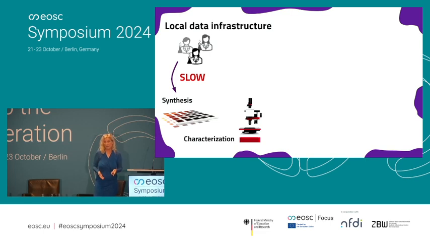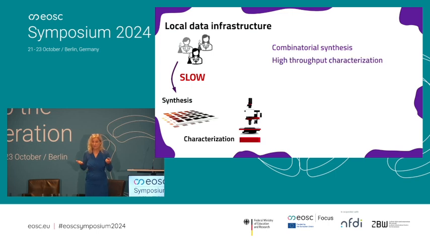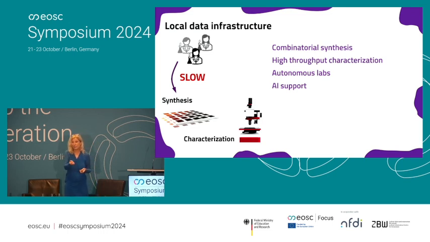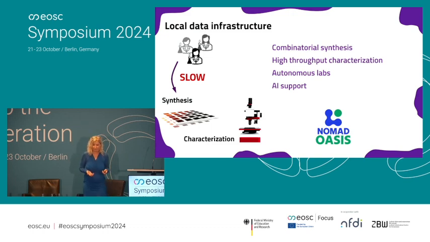Again, synthesis is slow, but actually there is combinatorial synthesis available, there is high throughput characterization available, there are autonomous labs available, there is AI support for this. So why am I complaining about this? Because think about it, if you do this in this high throughput manner, how do you manage the data in such a lab? And this is where Nomad Oasis comes in, this standalone version that people can install in their labs and use according to their wishes, and also adapt according to their wishes.